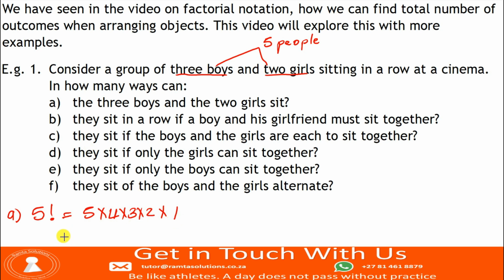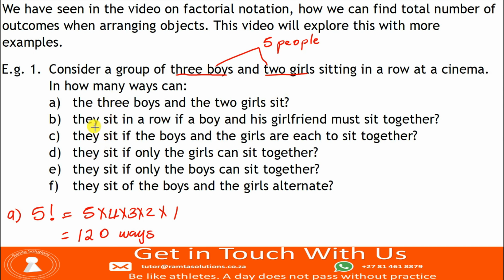So what is this? 5 factorial, and we see 20 times 3, 60, so it's 120, but let me confirm. 5 factorial, take your calculator, guys. 5 factorial is 120. So there are 120 ways in which we can arrange these boys and girls. Okay, so we are done with part A.